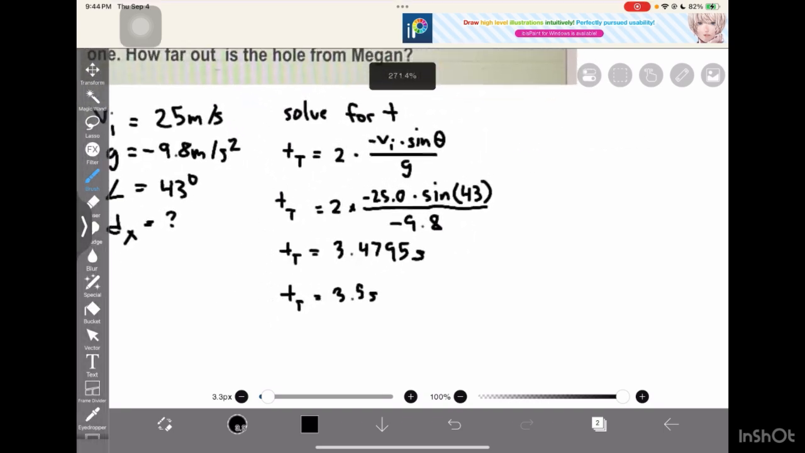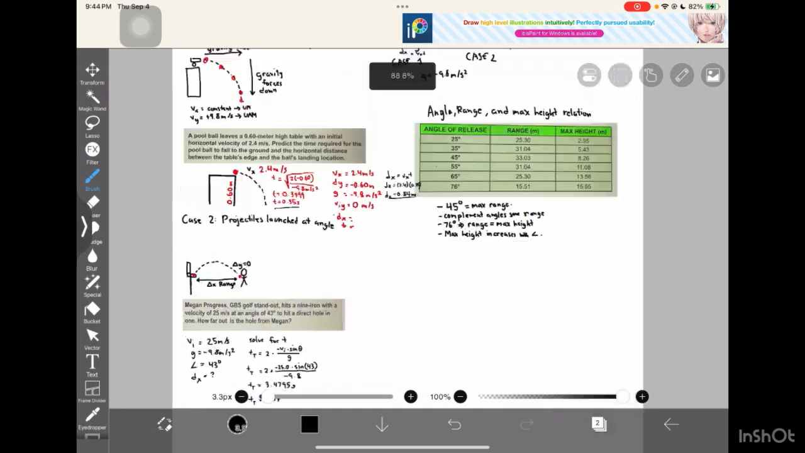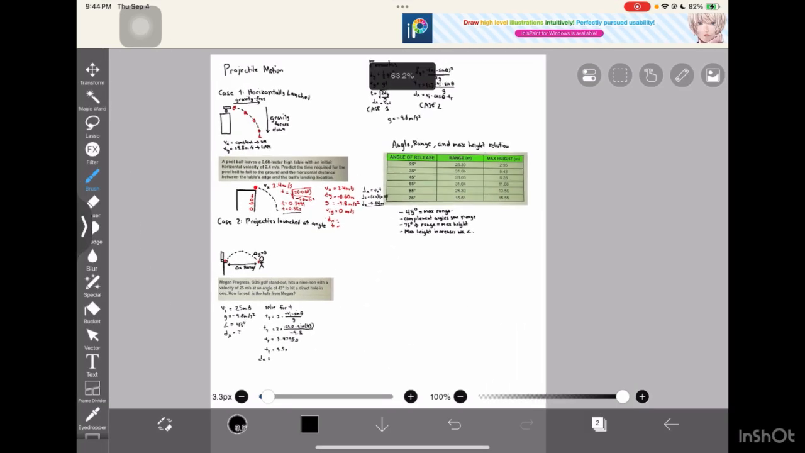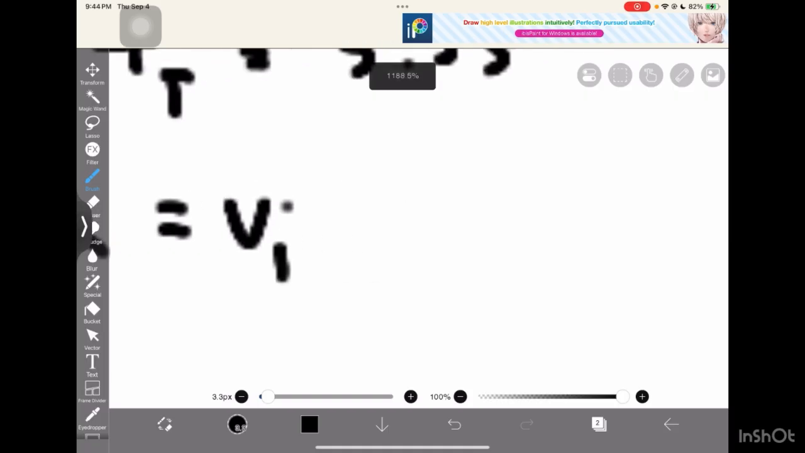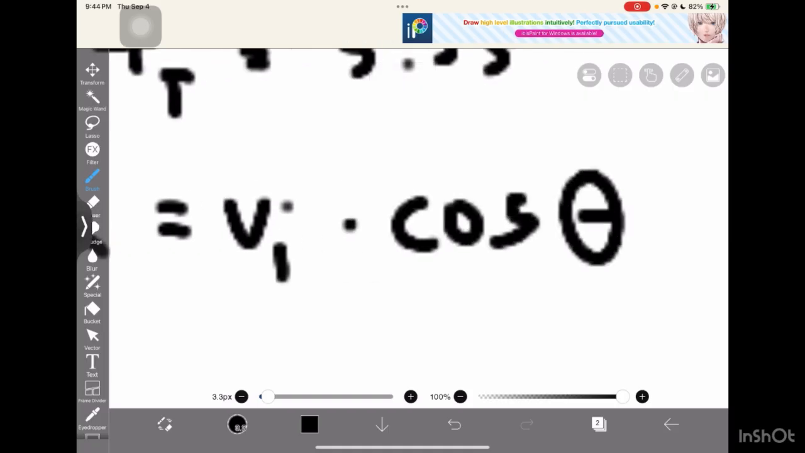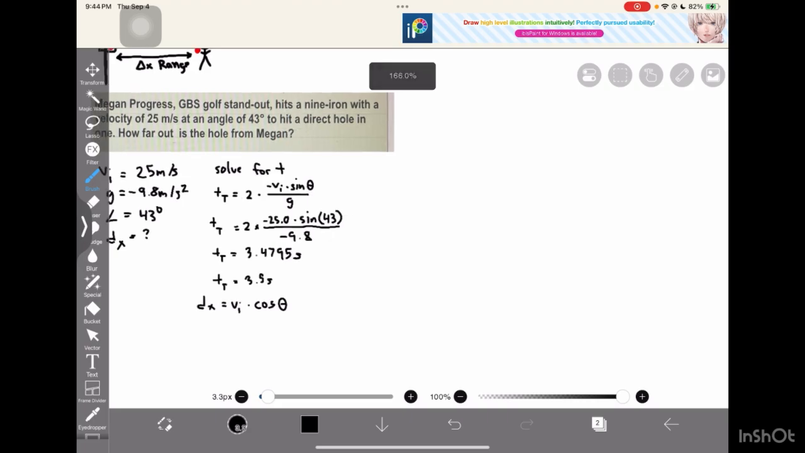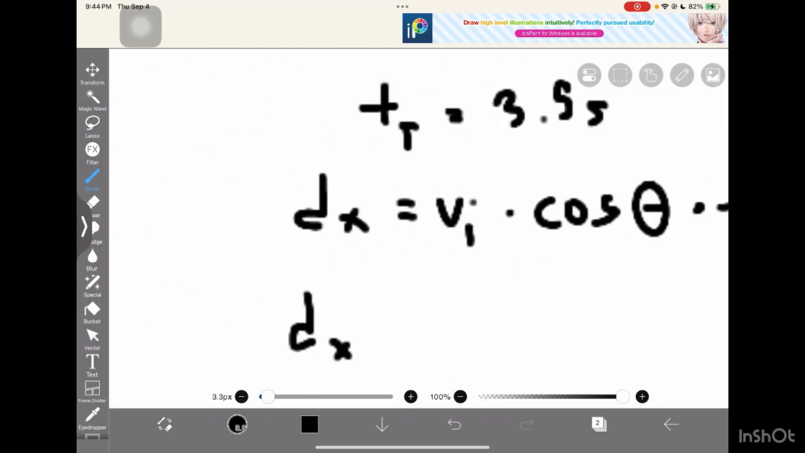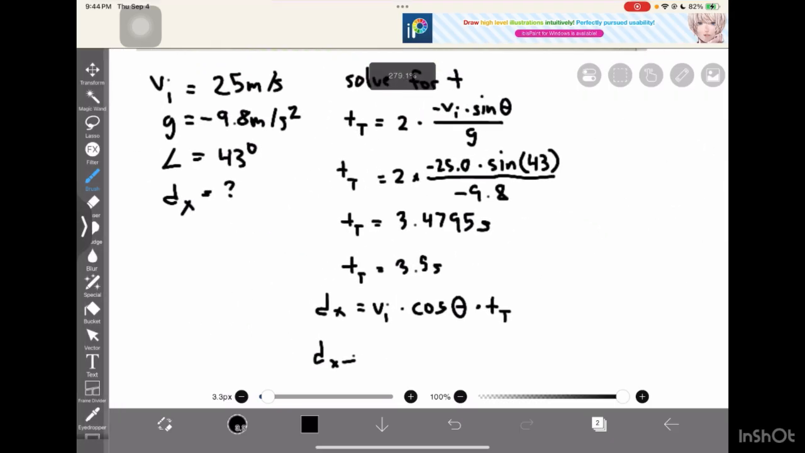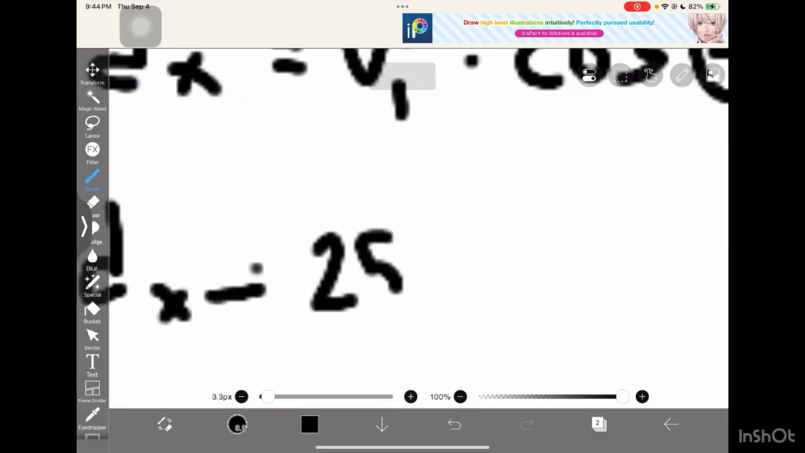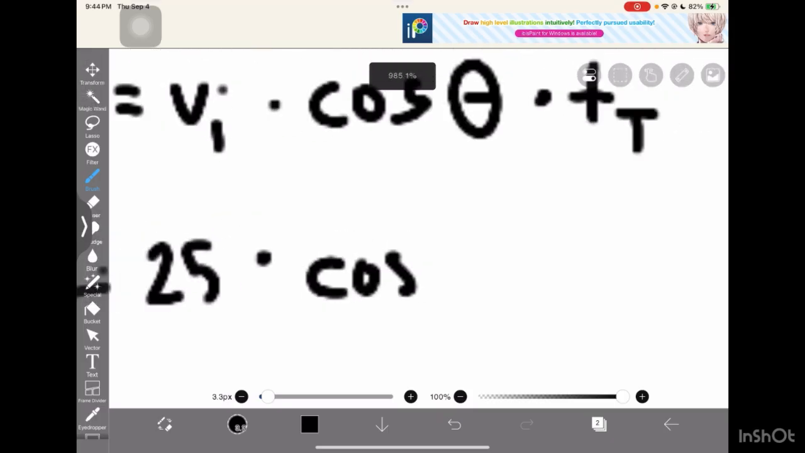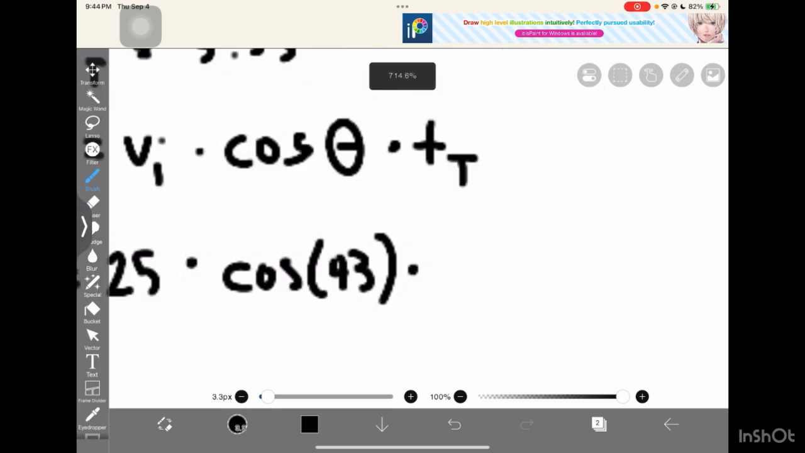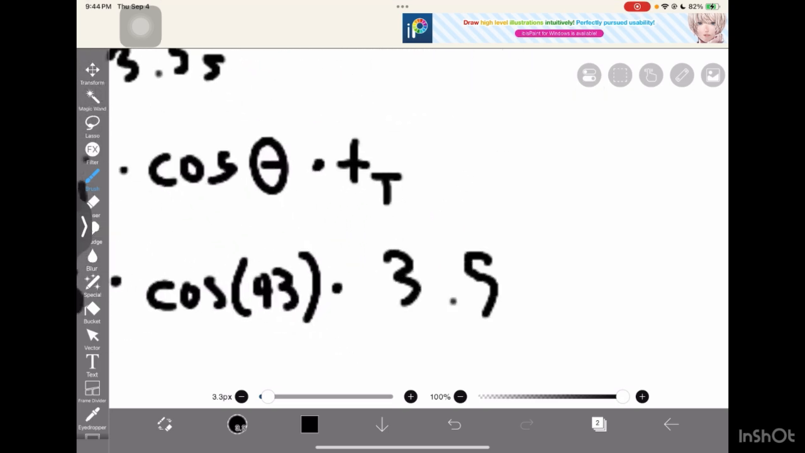Now that we have the time, we can solve for d sub x. So d sub x is equal to v sub I times cosine theta times total time, which we all have. D sub x is equal to v sub I, that's 25, times cosine 43 times total time 3.5 seconds.